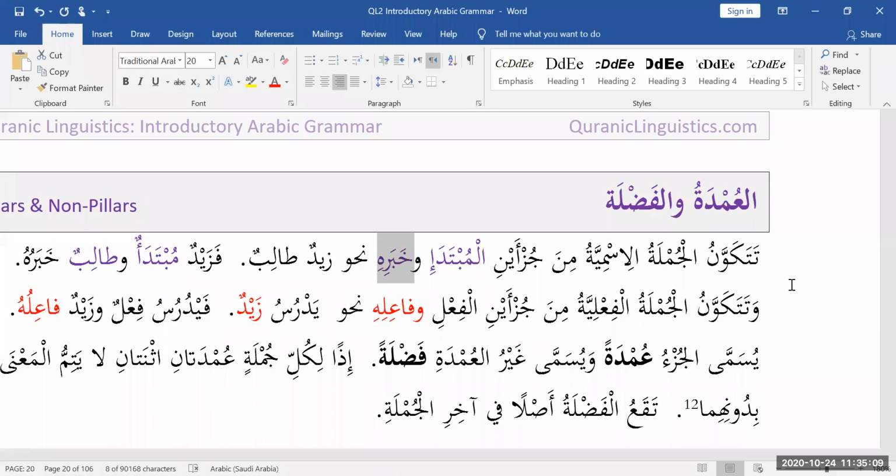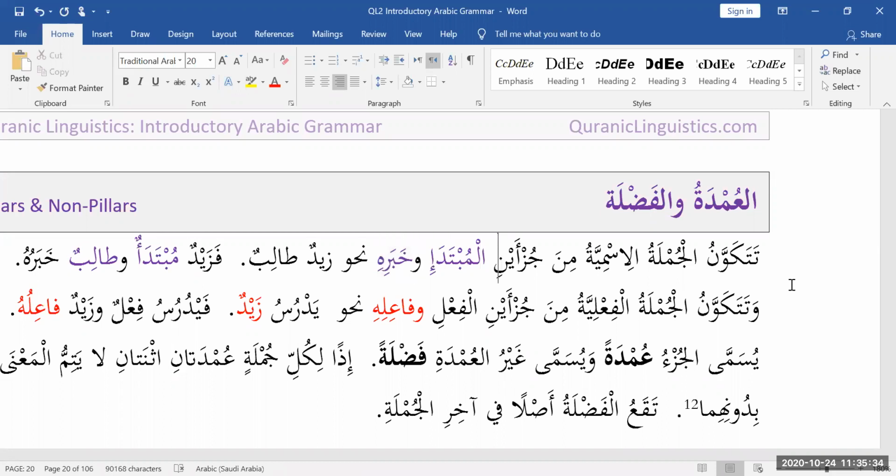The minimum number of words needed to make an Arabic sentence, whether it's jumla ismiya, nominal, or whether it's verbal, which we'll talk about in just a minute, is two. The minimum is two. You cannot have a sentence with less than two. Islam has five pillars. An Arabic sentence has two pillars.